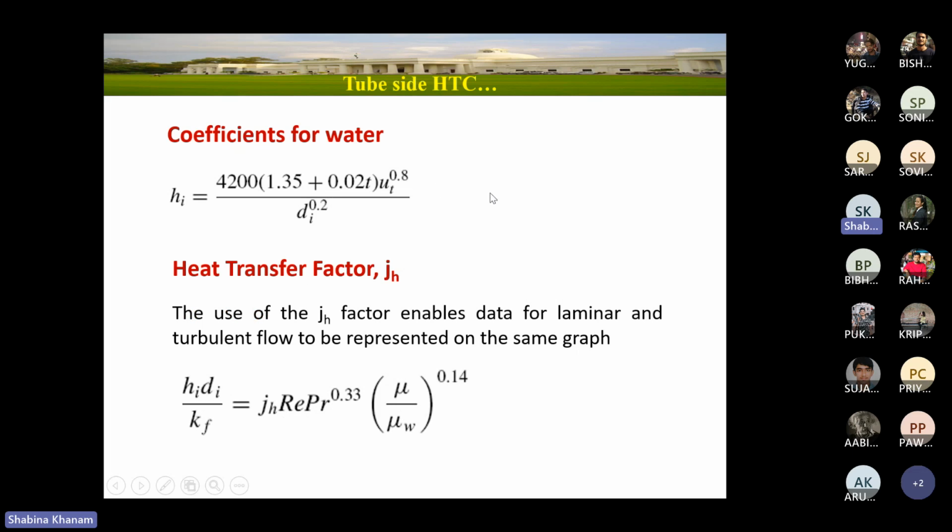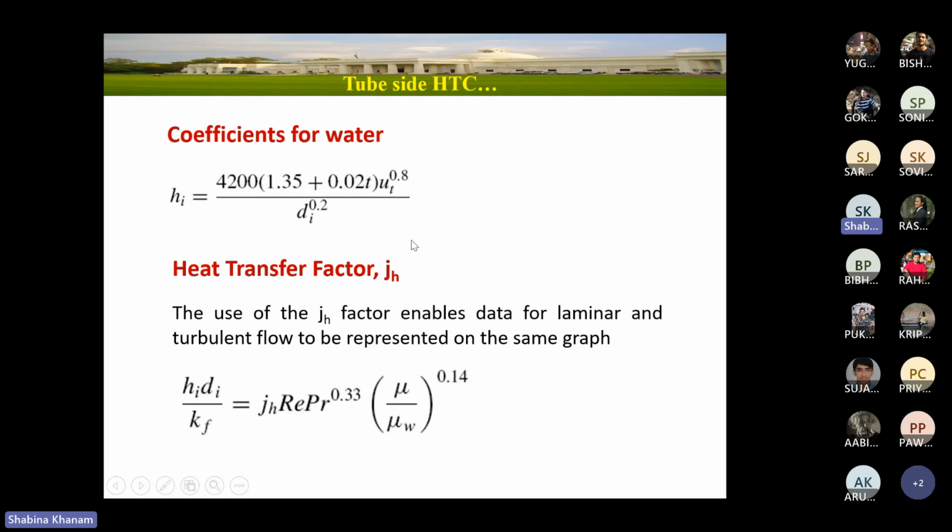So if you are using water on the tube side, not the shell side, this is for hi only. If you have water on the tube side, you can use this equation. It is given in volume 6: T is the average temperature of the water, UT is the velocity of the water, and DI is the inner diameter of the tube. In that way you can find out the inside, or tube side, heat transfer coefficient more precisely for water.